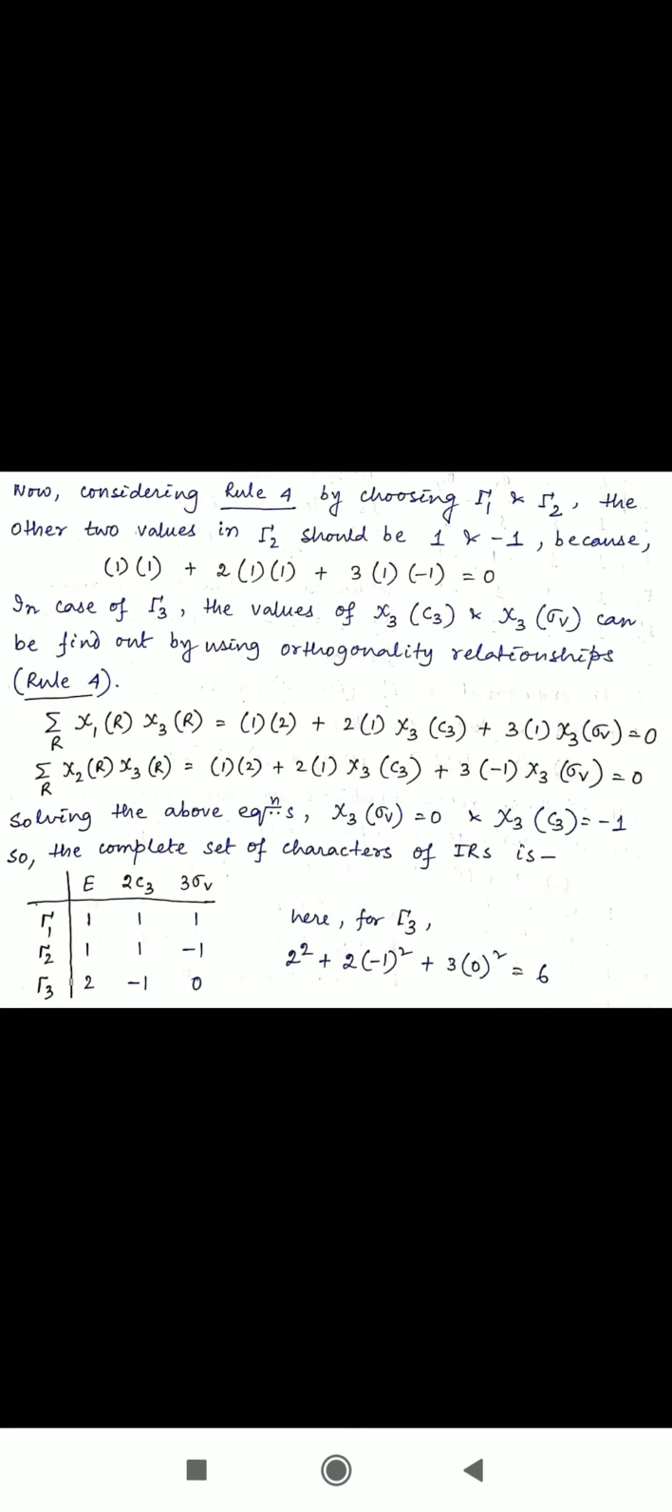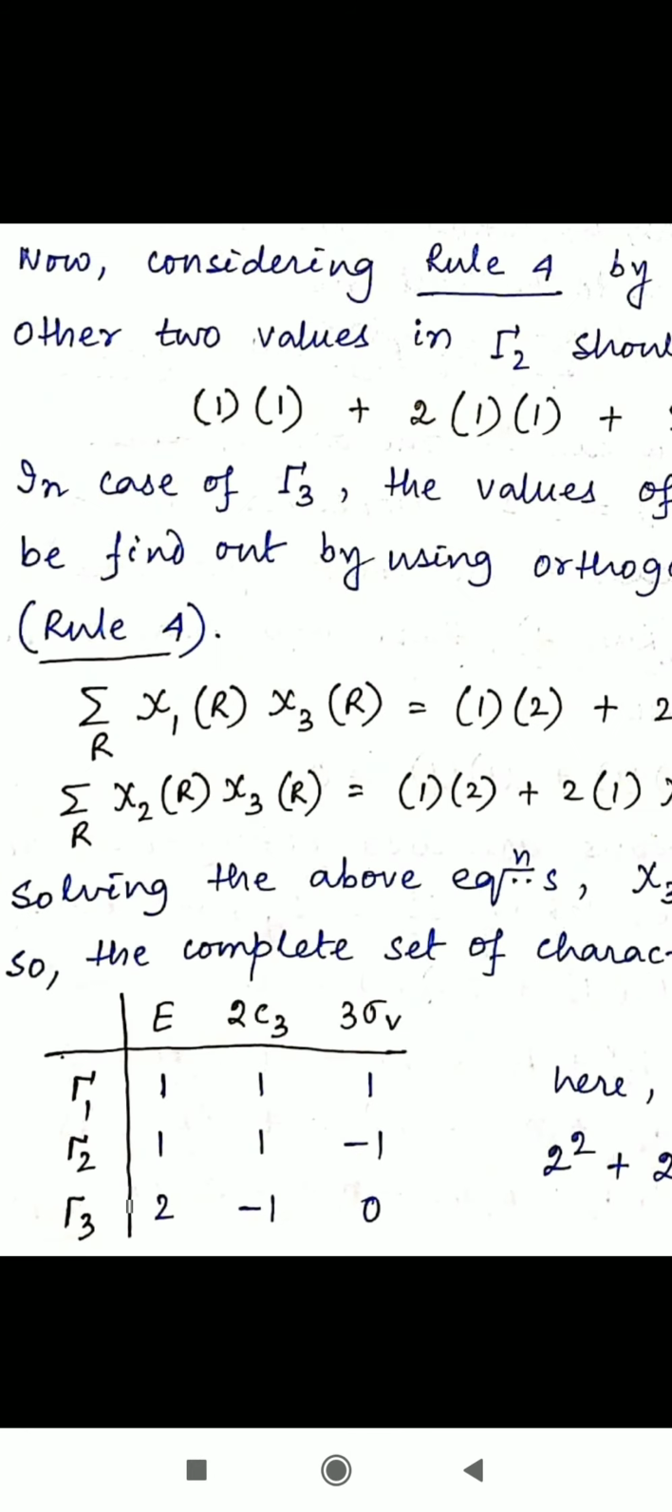the orthogonal rule. And with respect to the Bethe notation 2 and Bethe notation 3, we can write 1 into 2 plus 2 into 1 into chi 3 of C3 plus 3 into minus 1 into chi 3 of sigma V is equal to 0. So if we solve this one, then we get that chi 3 of sigma V is equal to 0 and chi 3 of C3 is equal to minus 1. So for this reason, I have written here chi 3 with respect to 2C3 minus 1, and with respect to 3 sigma V, for Bethe notation 3, I have written 0.